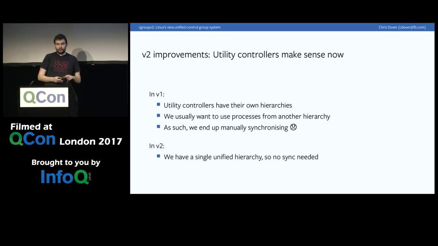So utility controllers are controllers that don't manage a resource directly. Essentially, a utility controller is a hierarchy which is for a user space utility, and that utility takes some kind of actions based on its hierarchy. For example, in V1, I don't know if people are familiar with a tool called perf, which does tracing.